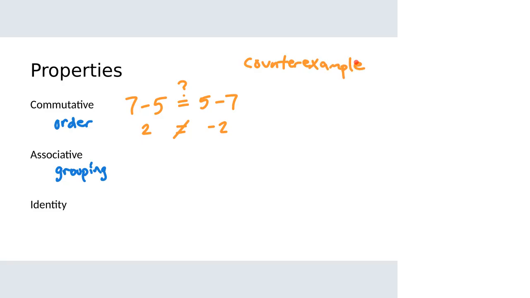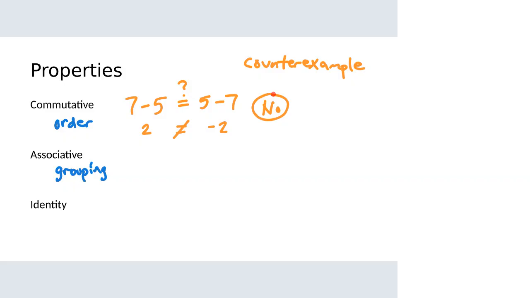My counterexample that proves the commutative does not work for subtraction, because there you go. It'd have to work all the time if it worked. Here's the case where it doesn't. So commutative does not work. There is no commutative property for subtraction. We have commutative for addition. We do not have it for subtraction.